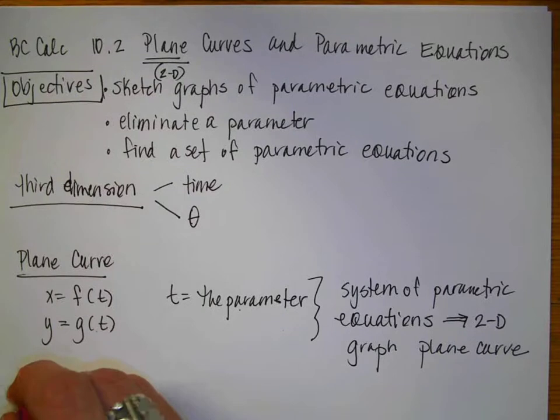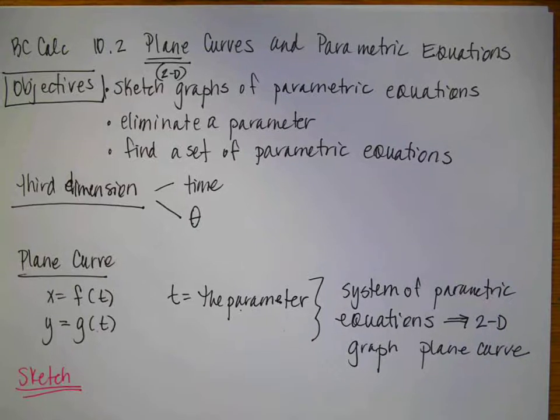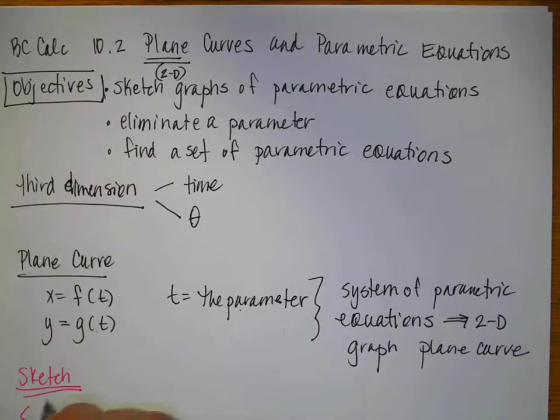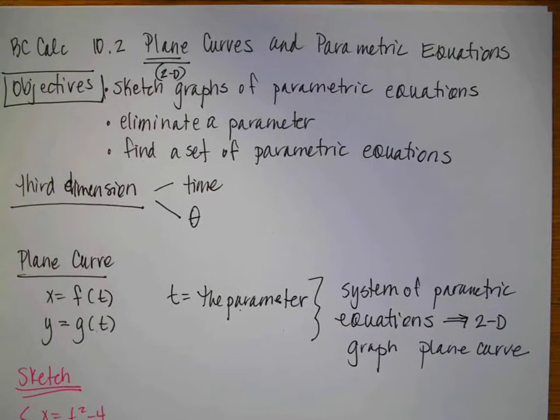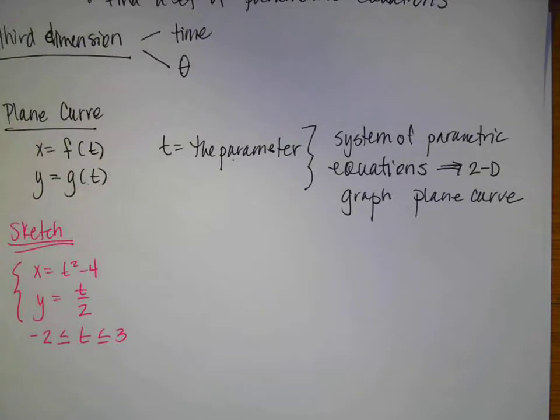So let's talk about ways to sketch these if we're looking at our parametric curves. So let's say I had a system of parametric equations and I had x is equal to t squared minus 4, and I had y is equal to t over 2, and I want to consider negative 2 less than or equal to t less than or equal to 3. Let me scoot it up so you can see.